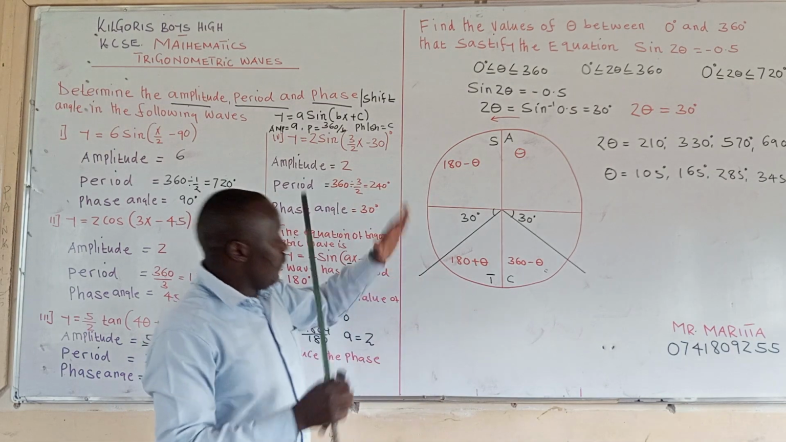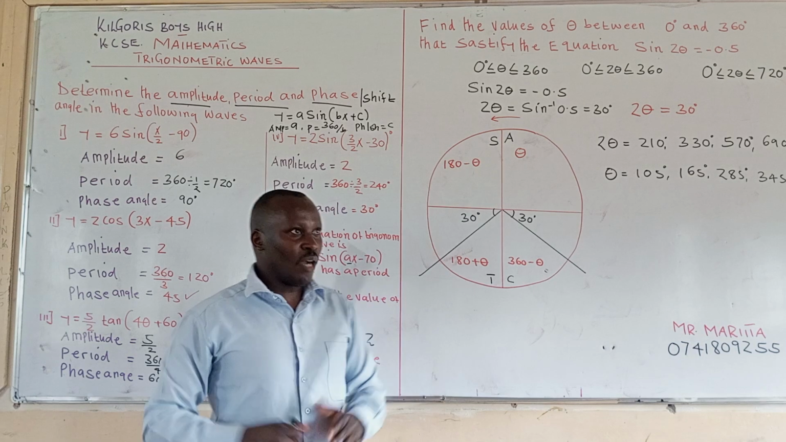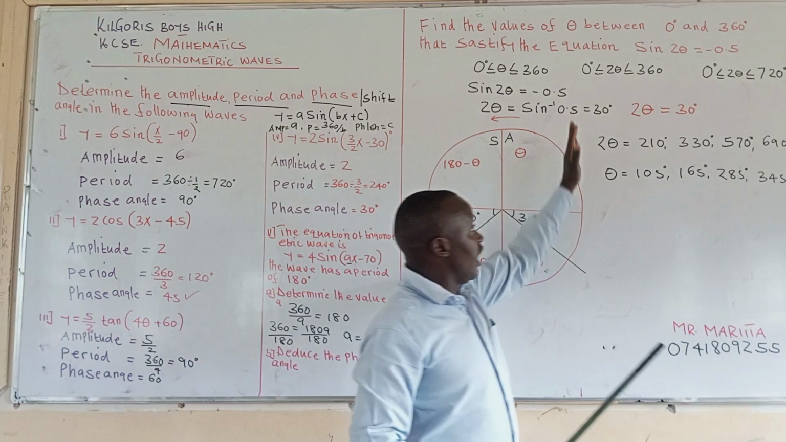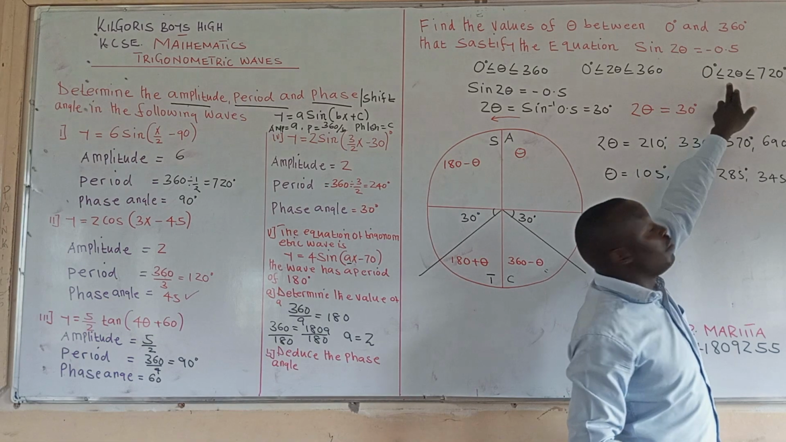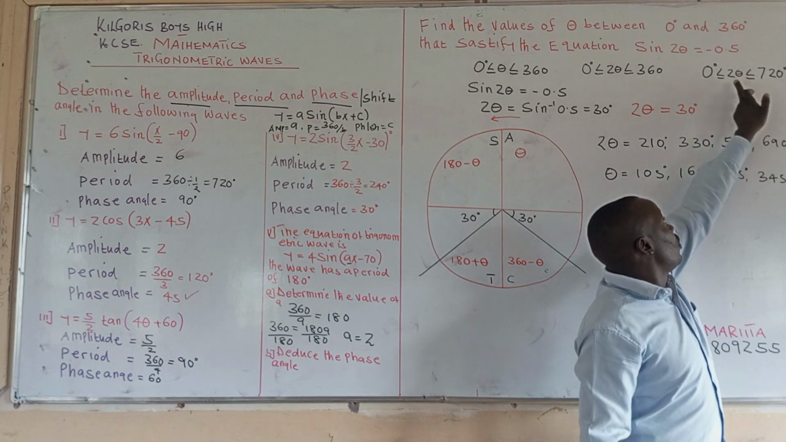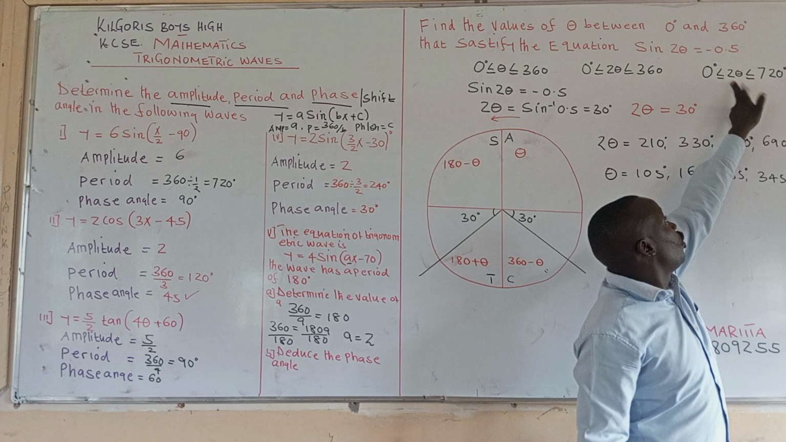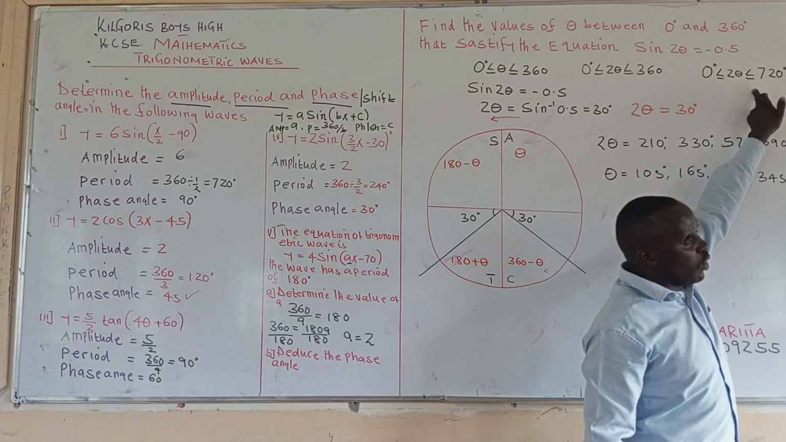So here, make use of a unit circle. Check if the range will change. For instance, here we have been given 5 theta. So you multiply this one by 5, that one by 5.